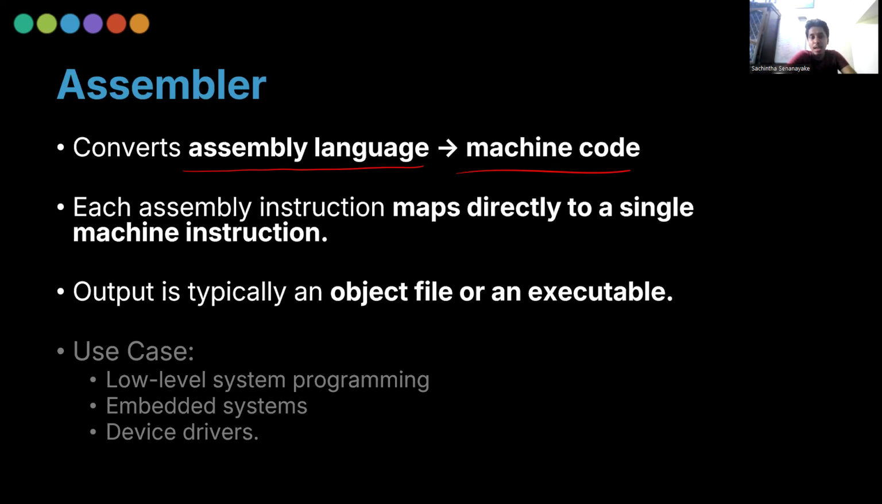It converts assembly code into machine code, where each assembly instruction maps to a single machine instruction. And we saw that with our beautiful two-pass assembly process. Each line of assembly code, like LDD 50, LDD 20, converts into a single machine instruction. Output is typically an object file or executable, right? The assembler produces an object file or an executable, and the use cases of assemblers are mainly for low-level system programming, embedded systems, and device drivers. Hopefully, you can refer back to our two-pass assembler lesson. You can refer back to our unit 4.2 lesson just to revise this, but hopefully this makes sense to you.